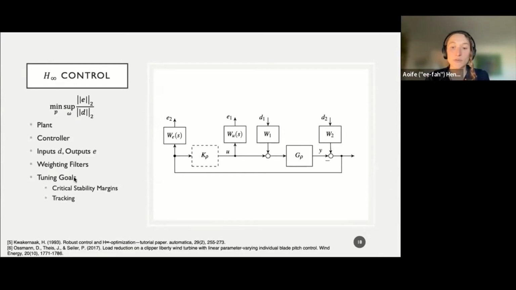The tuning goals relate to our objectives. We want our transfer function to be robustly stable and to have a given stability margin, and also to track a given reference. So for example, we want ideally the blade root bending moments to track a reference of 0, as unrealistic as that may be.